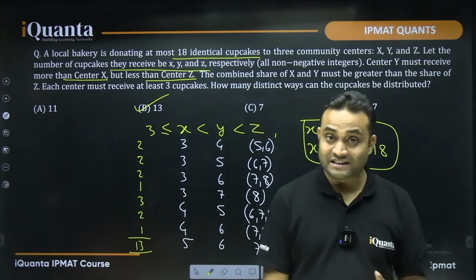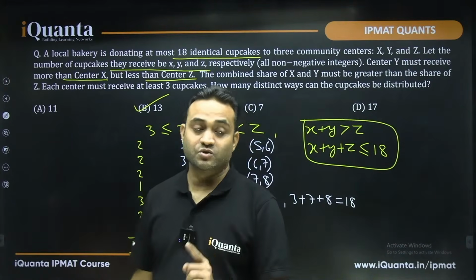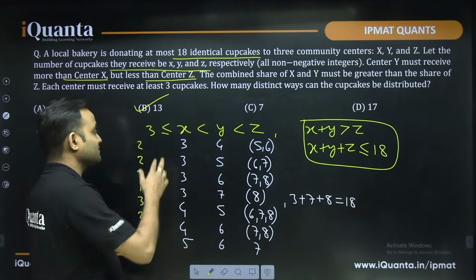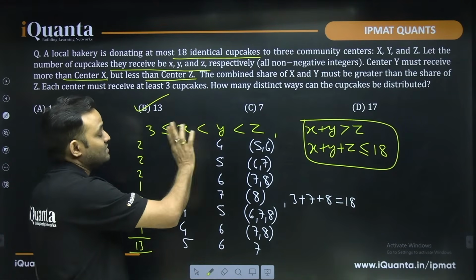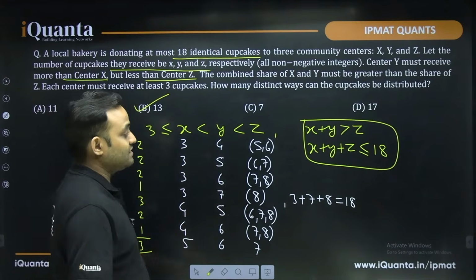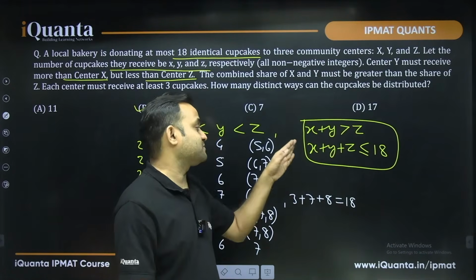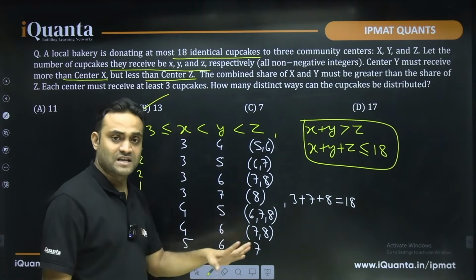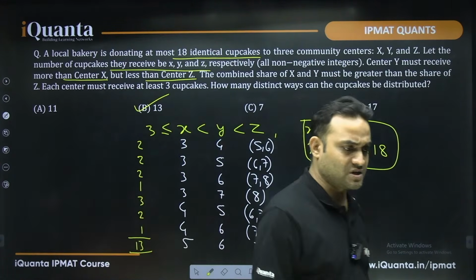There was nothing in this question, you just need to take care of these conditions. X can be greater than or equal to 3, less than Y, Y less than Z. Then X plus Y is greater than Z, X plus Y plus Z less than or equal to 18. You need to take care of all of these and the question is done. Nothing is special, right?